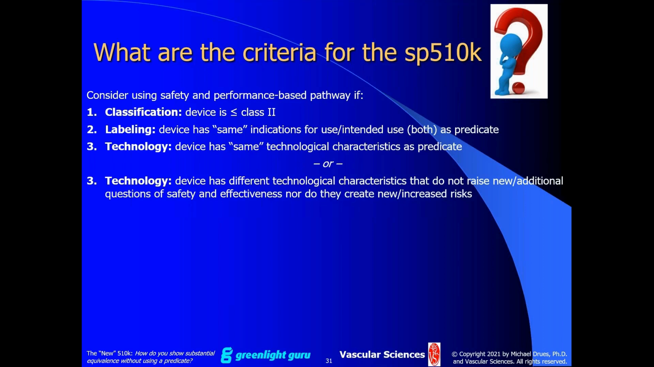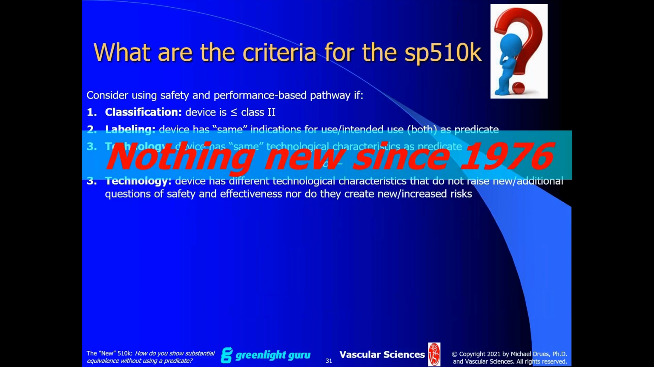Or if it has different technological characteristics than the predicate, then those technological differences cannot do two things. One, they cannot raise or create new or additional questions of safety and efficacy. That's requirement number one. Requirement number two is they cannot create new or increased risks compared to the predicate. Those are the requirements right out of the textbook, so to speak, with a little bit of paraphrasing from me. And for what I have on the screen right now, there's absolutely nothing new here. In fact, I hope this sounds very familiar to everybody in the audience because this has been true since 1976. Absolutely nothing has changed.